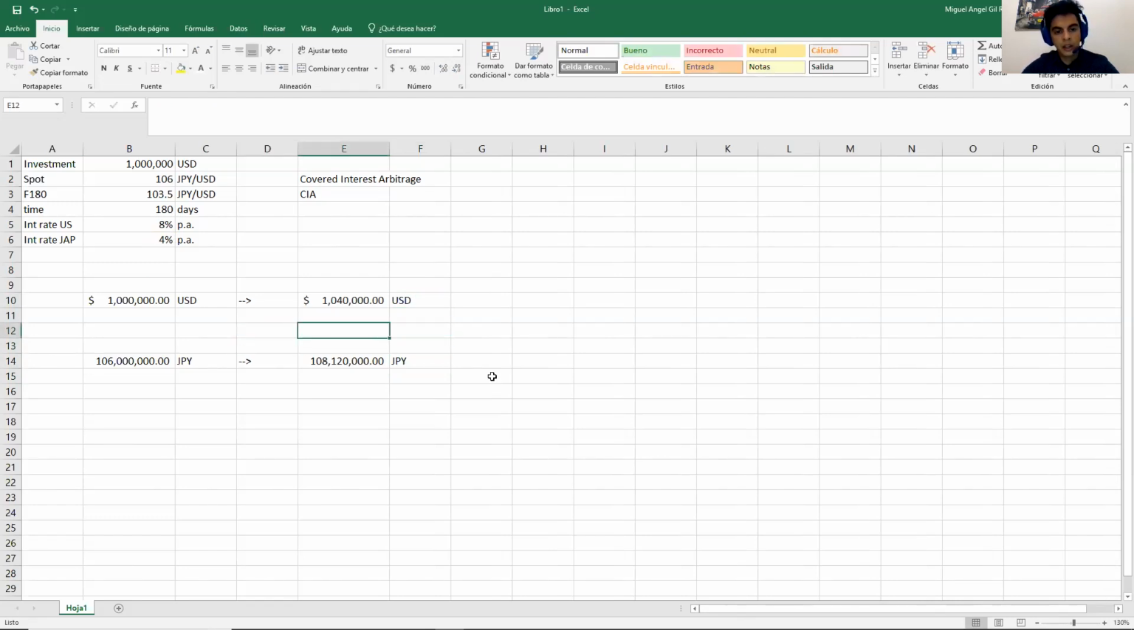And the last thing that I need to do is to go back to the US, right? So how do I go back to the US? It's very simple. You only need to convert your yen to dollars. How do you do this? You have this amount of yen, and then be careful because now you have to use the forward rate, not the spot, the forward. Why? Because we are in the future. So should I divide or multiply? Now I have yen on top, so I need to divide.